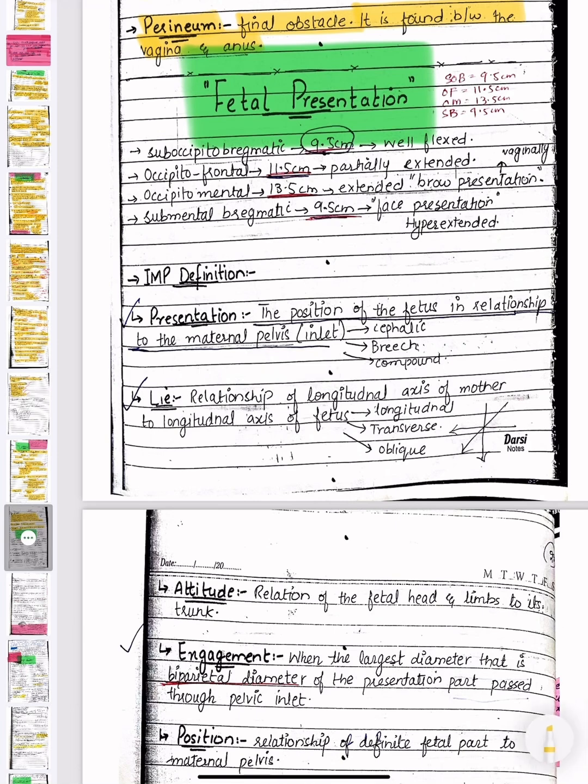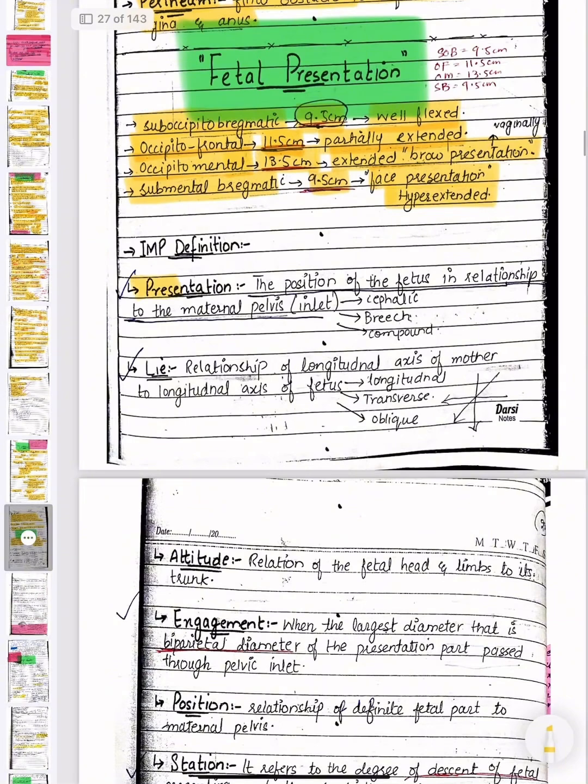The suboccipitobregmatic diameter is 9.5 centimeters, and the head is well flexed. Then the occipitofrontal diameter is 11.5 centimeters, and the head is partially extended. Then the occipitomental diameter is 13.5 centimeters, in extended brow presentation. Then the submentobregmatic diameter is 9.5 centimeters, in face presentation with hyperextension.